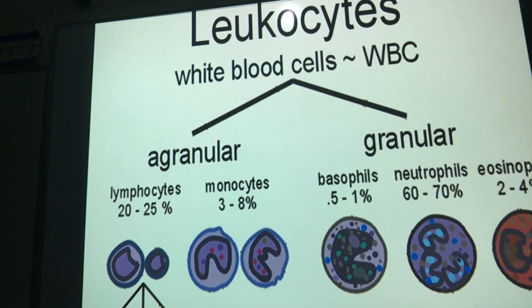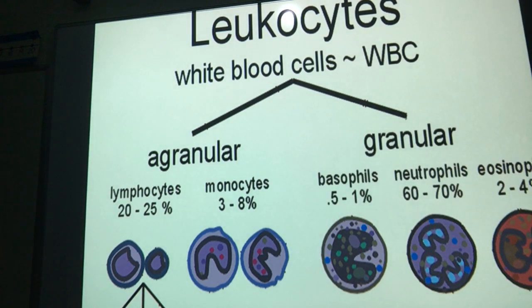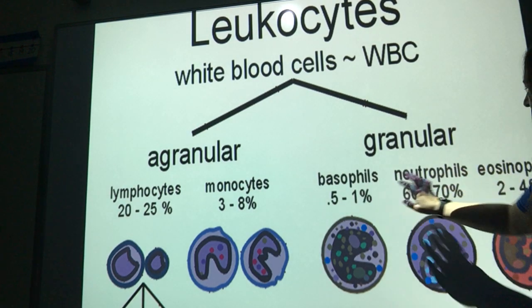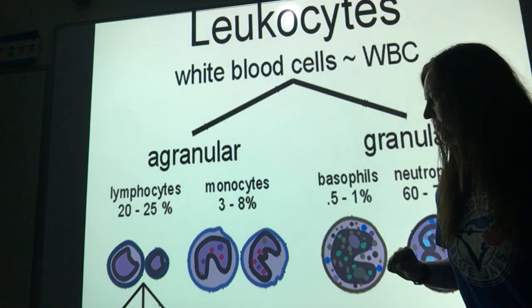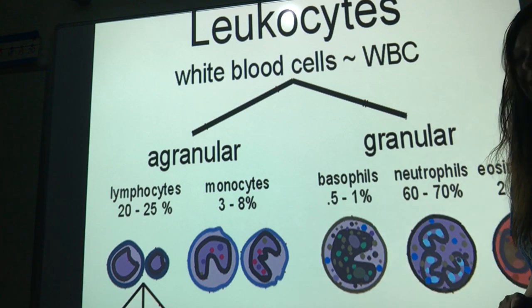This slide just reviews what I said. You've got 5 types of white blood cells, 2 of them are agranular, 3 of them are granular: eosinophil, basophil, neutrophil, monocyte, lymphocyte, which we just talked about. Now at the bottom, there are T cells, B cells, NK cells. We will talk about that in our immunity unit.